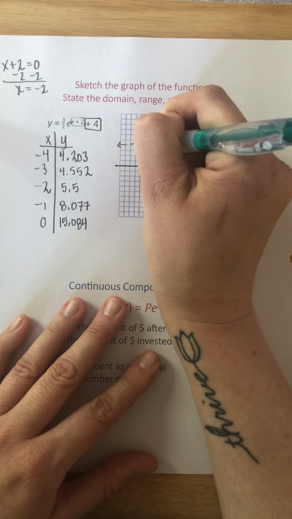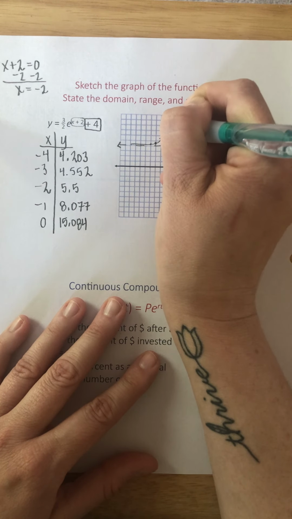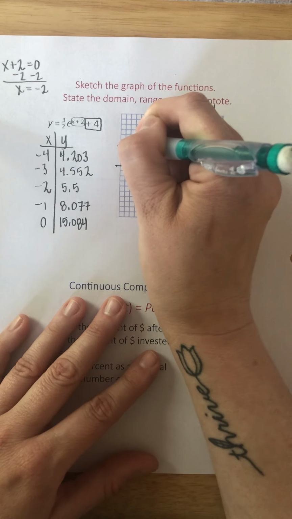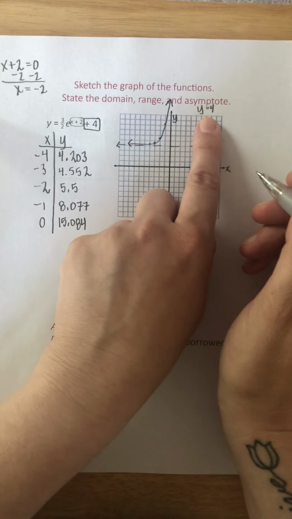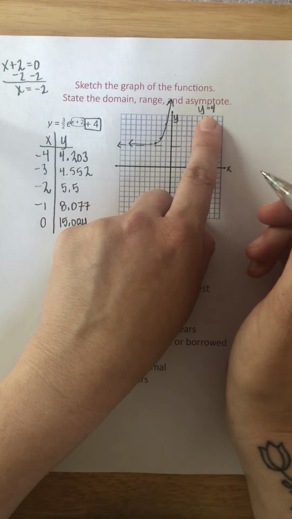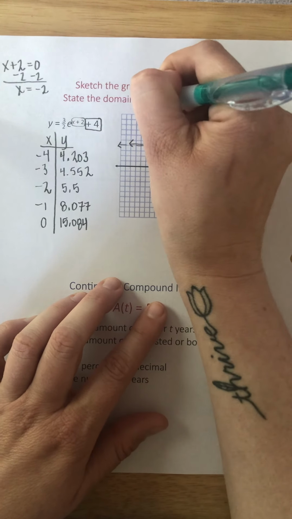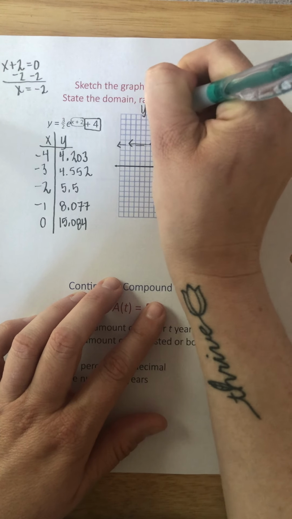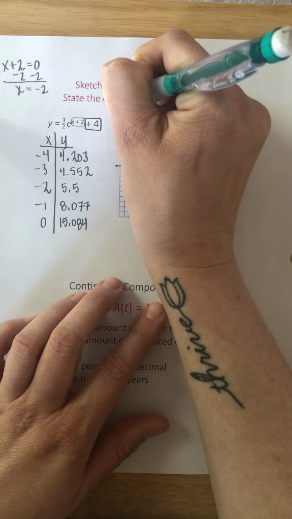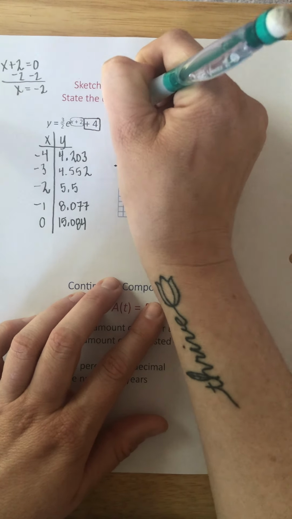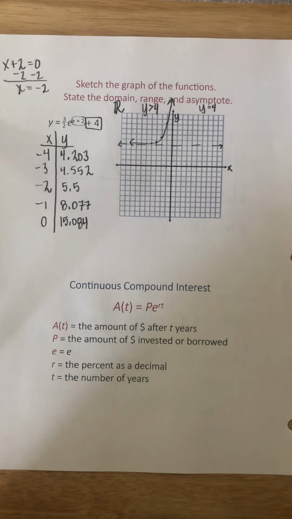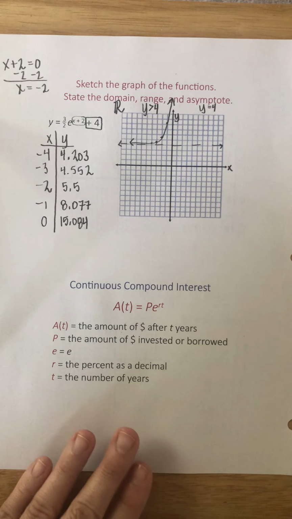So we see that we're close to the asymptote, and then we curve up and we go up very quickly. So we already know our asymptote is y equals 4. Because our graph is above that, we're going to say y is greater than 4. And again, this is an exponential function, and so our domain is all real numbers because there are no restrictions.